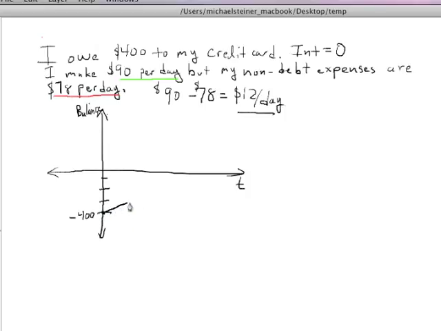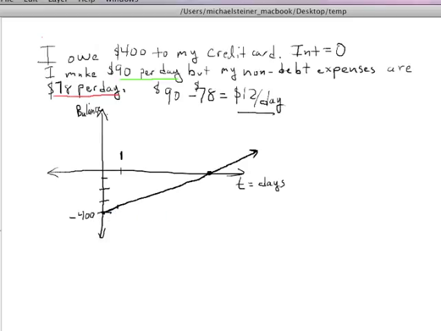So let me just draw that line right there just to make it intuitive. And I'm going to keep going because at some time I am going to pay it off and I'll actually start having a positive balance. So let's look at this. What's the slope of this line? Well, it depends on how I measure my time. Let's suppose I measure this in days. After 1 day of working and I make my $90, this point will come up by 12.